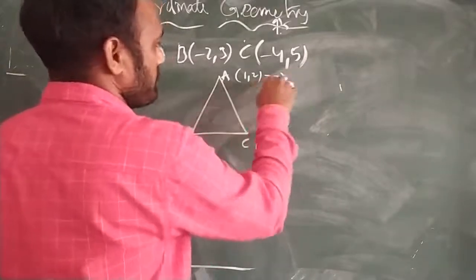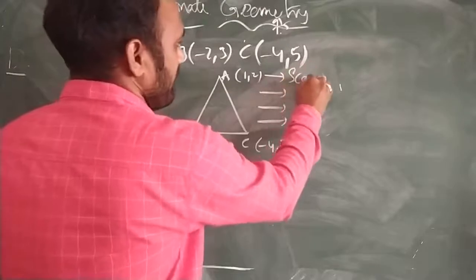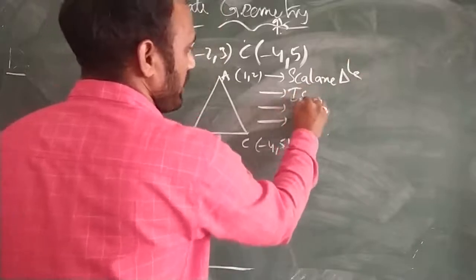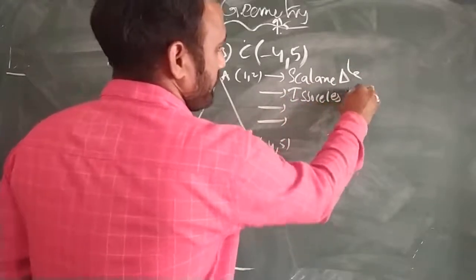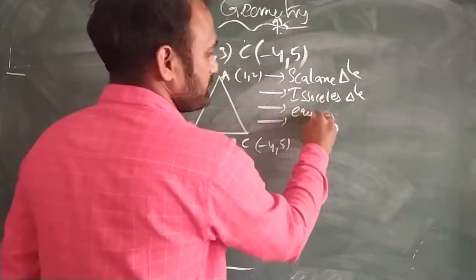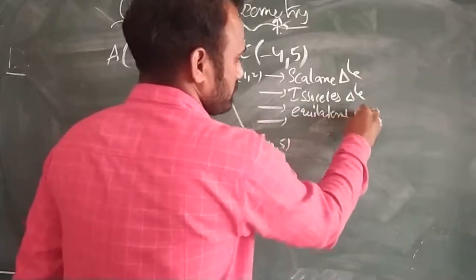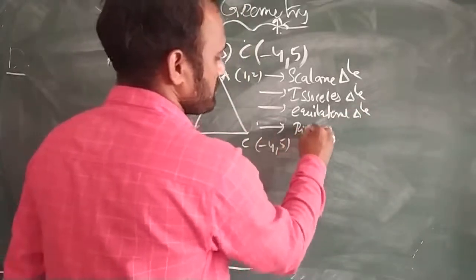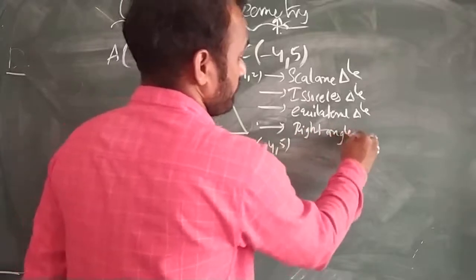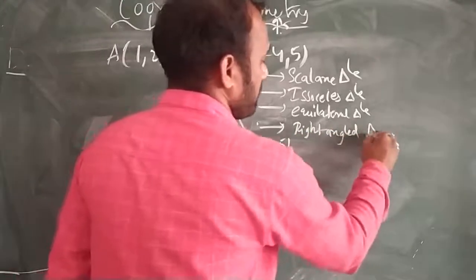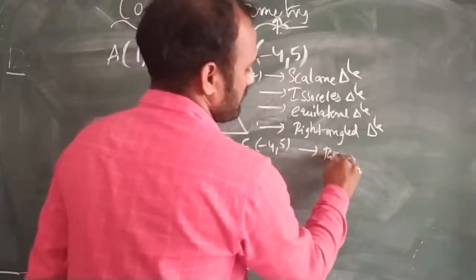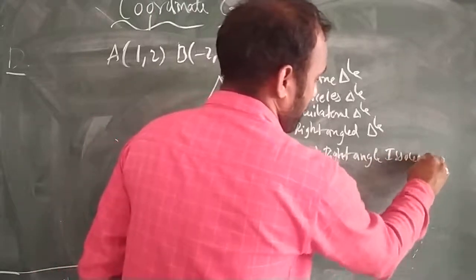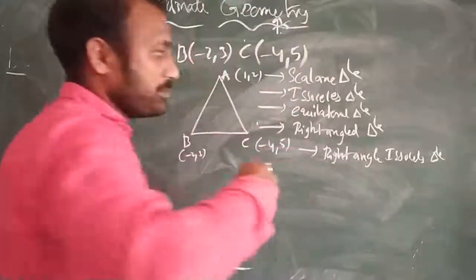There are options. The first one is scalene triangle, then isosceles triangle, equilateral triangle, and the fourth one is right angle triangle. Or the fifth option is right angle isosceles triangle. So I will say the conditions.